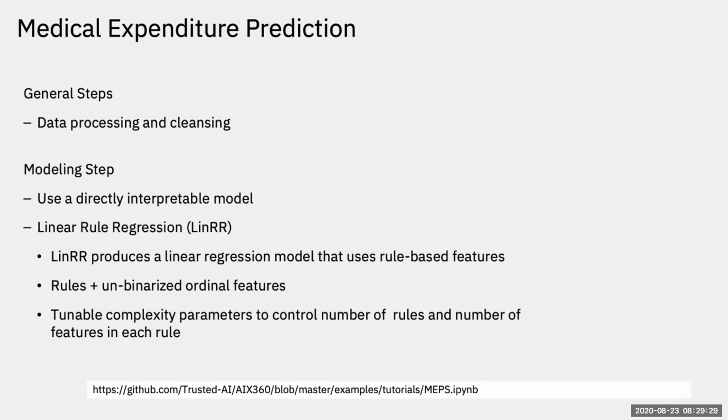For this problem, we are going to use rules as well as unbinarized ordinal features. Some of the tunable parameters include parameters that can help the users control the number of rules and the complexity of rules, that is, the number of features in each such rule. These are inherently tied to end user explainability. For example, more complex rules can give better performance, but may not be as interpretable to the end users as very simple rules that can often mimic clinical guidelines.